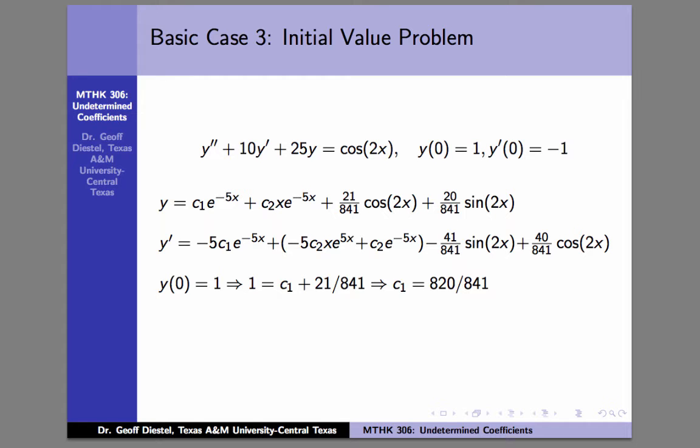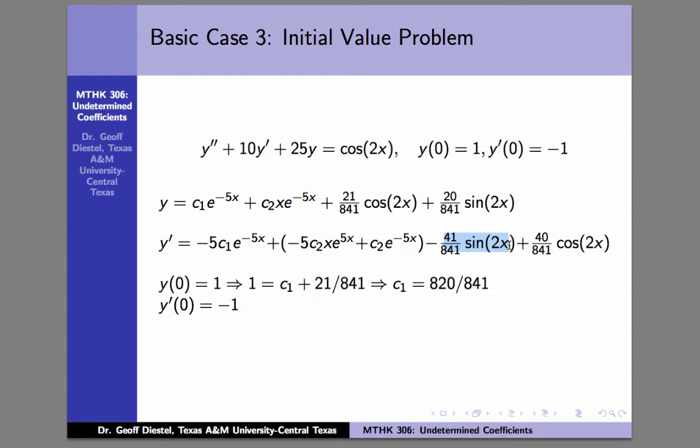Now we go to the second condition. y prime of 0 is negative 1. Do the same thing. Plug in 0 for x. So we let y prime be negative 1, and then we plug in 0 for x here. Again, we just see what that means. It means we get a negative 5 times c1. This term is going to be 0. So we're going to get a plus c2 from this term.